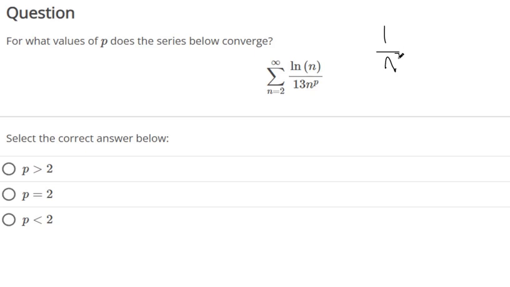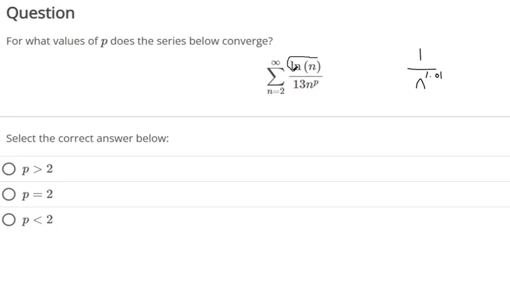1 over n to the 2 converges. So it's tempting just to say p needs to be greater than 2. But we should double check. We need to compare it directly to 1 over n to the 1.01 power, as long as we can say that this is smaller than this, because the higher the power, the smaller the fraction, right? We need to be able to directly compare it before we can say whether it converges for sure or not.